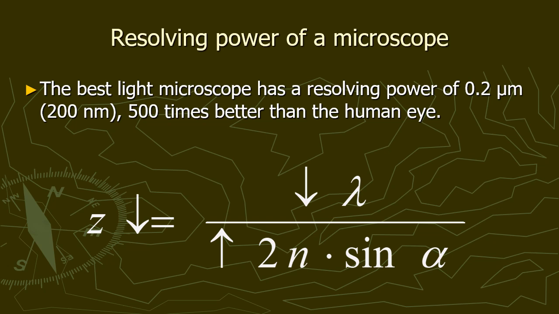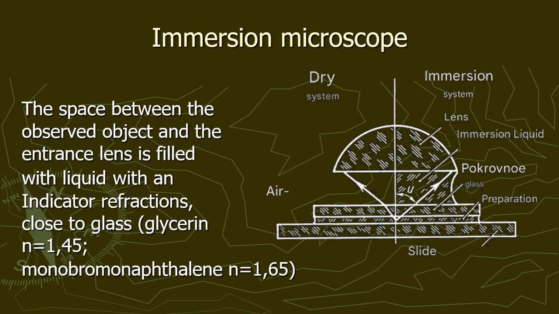Here is the first possibility we have implemented in an immersion microscope. In this case, it increases the numerical aperture due to the fact that it increases the refractive index between the lens and the object that is being considered. In other words, the space between the lens and the cover glass is filled with a liquid that is close to glass in its optical properties. That can be cedar oil or another oil.